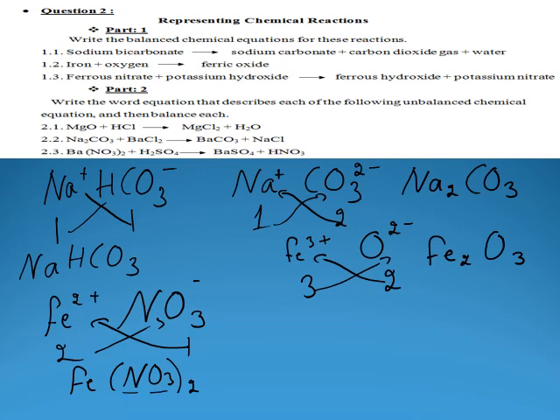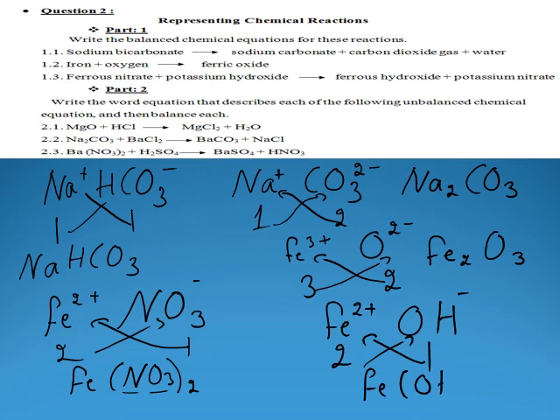Okay, so ferrous hydroxide, ferrous is Fe2 plus, your charge is 2, hydroxide OH minus, your charge is 1, by crossover, Fe(OH)2 between brackets. Okay, potassium nitrate, potassium is K plus, nitrate is NO3 minus, 1 charge, so it's KNO3. Okay, this is how we get the formulas.